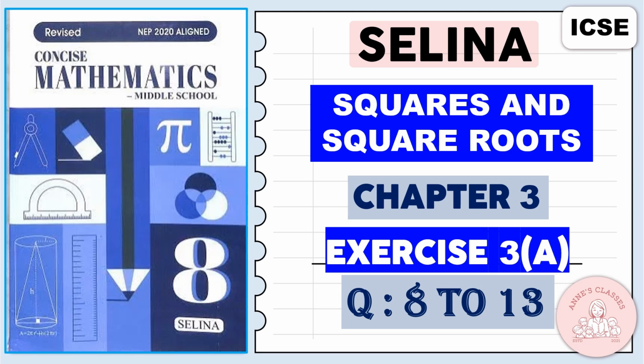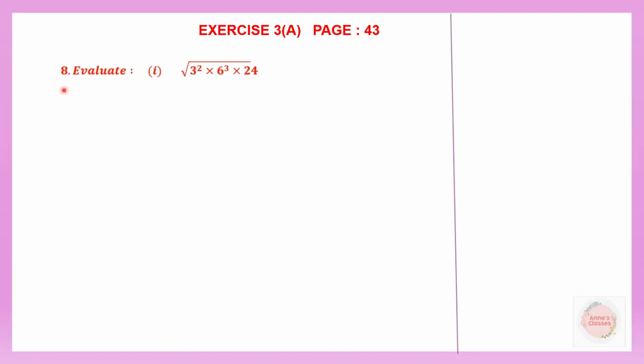Let's do squares and square roots, chapter 3, exercise 3a. This is found on page number 43. And we are doing question 8, evaluate, the first one. Here we have to find the square root of 3 square into 6 cube into 24. So first step, let's expand this.